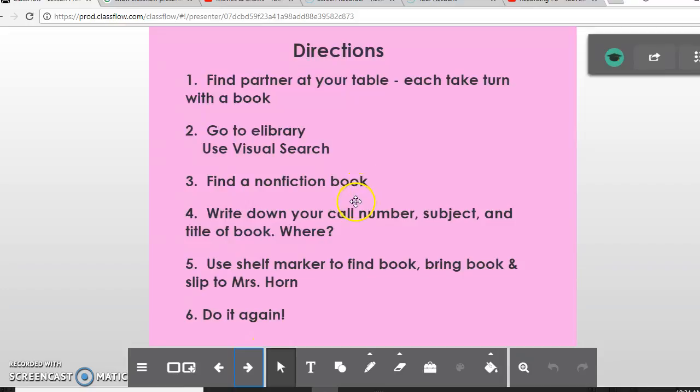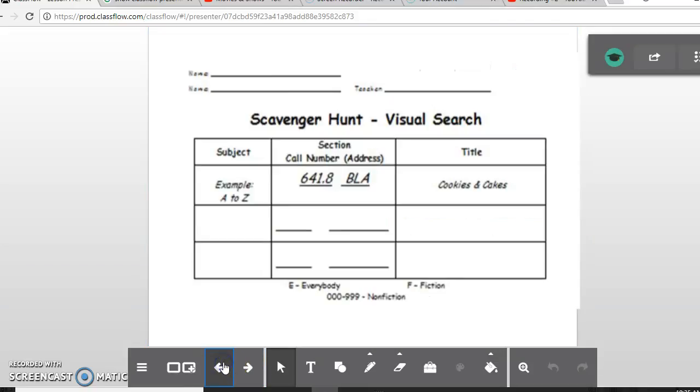And these are the final directions. But this is the sheet that they filled out together. So, I did an example for them. I also did an example with them and filled this out, went through the process on the board, and then they got with a partner and did it themselves.